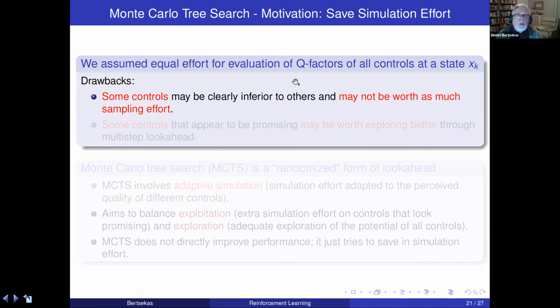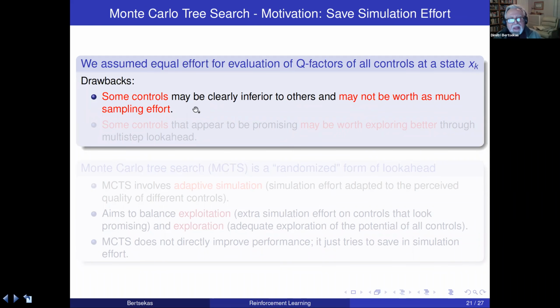Okay, the motivation is to save simulation effort. So far, we have assumed that equal effort is made to evaluate the Q factors of all controls at a state xk, an equal amount of simulation. In fact, in Tesauro's program, it was an equal amount of simulation. The number of trajectories was the same for all possible plays. On the other hand, we may try to be more clever than that.